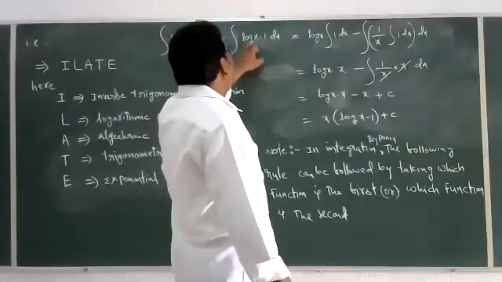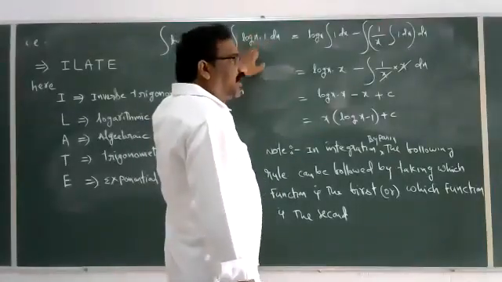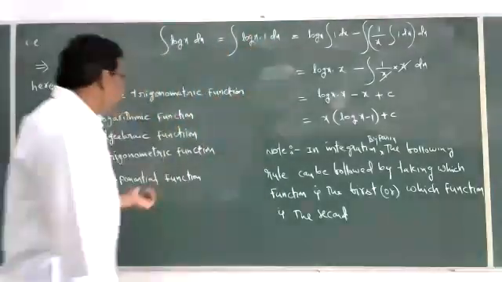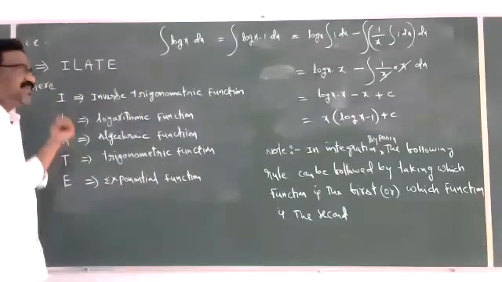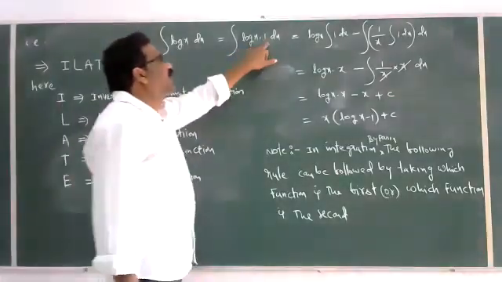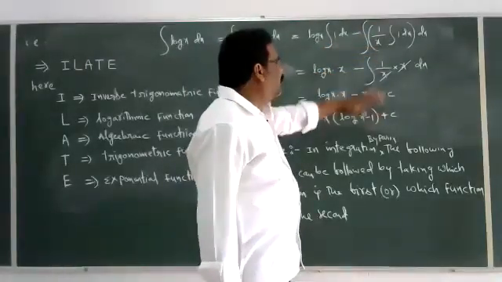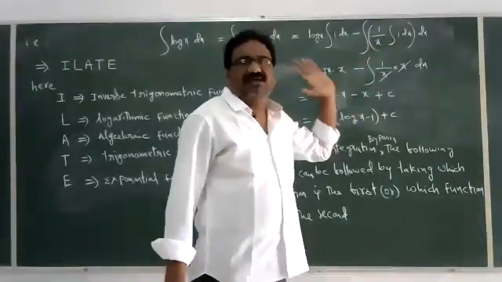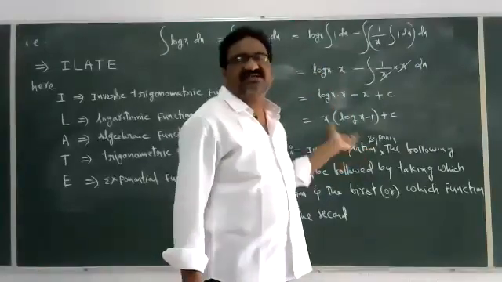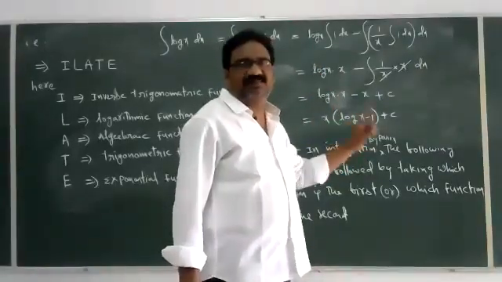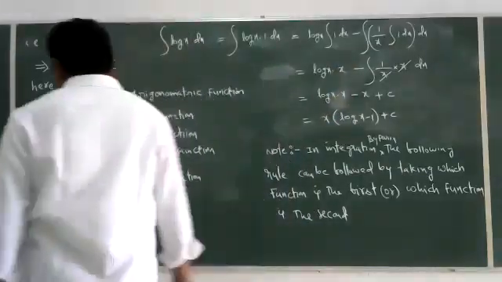How? We have log x into 1. Log x is the first function, by using this rule, and 1 is the second function. By using the integration by parts formula, we get the integration of log x is x into log x minus 1 plus c. Copy this.